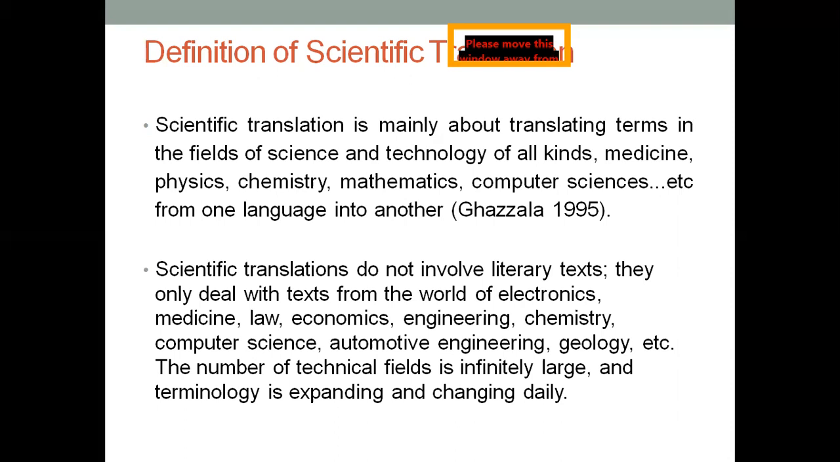So, scientific translation does not involve literary text, and we should distinguish between literary texts and scientific texts. Usually, scientific texts are texts that deal with new inventions, new scientific concepts, new machines, and so on. They are medical, law, economic, engineering, chemical, or computer scientific texts, and so on.